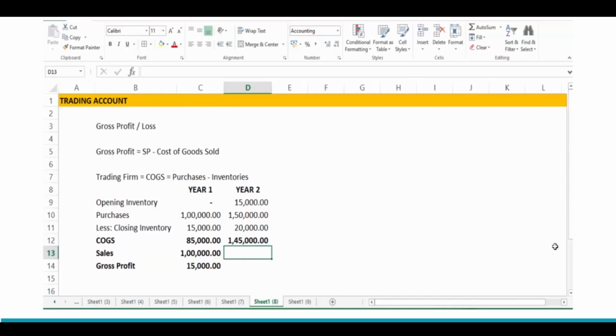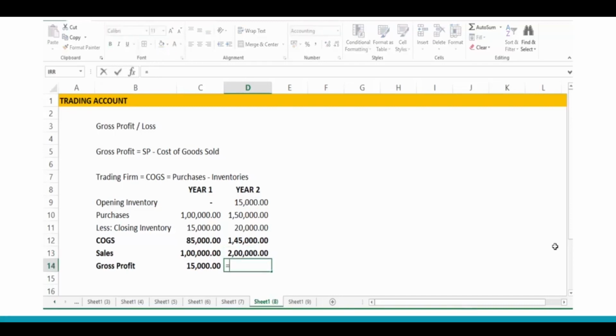Let me supply you the sales figure in year 2. Let's say it is net of sales returns, something like 2 lakhs. If this is 2 lakhs, then your gross profit will be 2 lakhs minus 1,45,000. So you have it as 55,000.